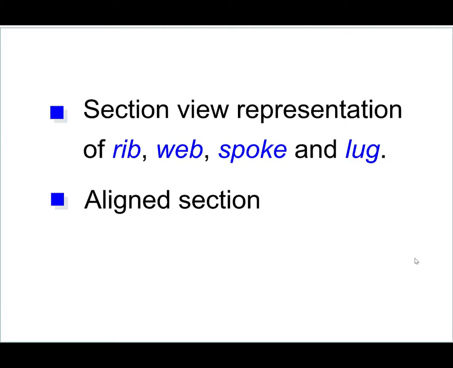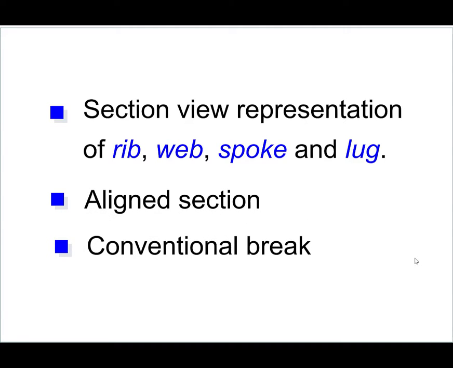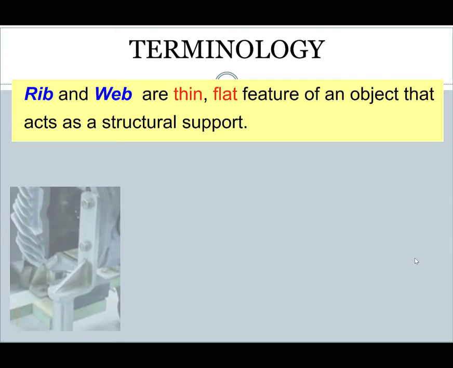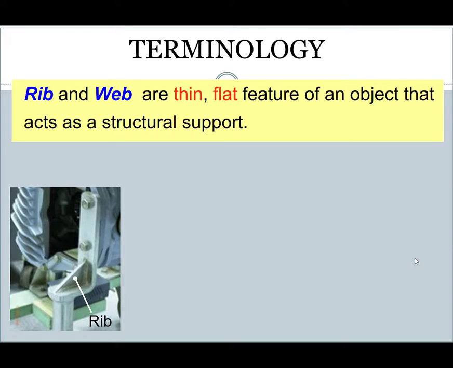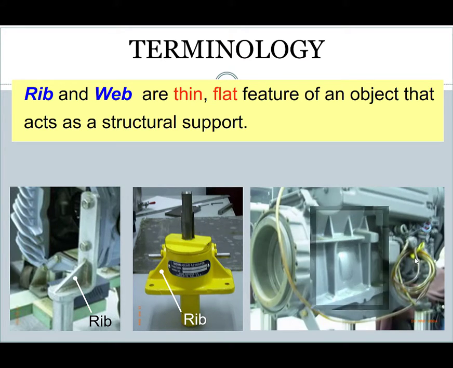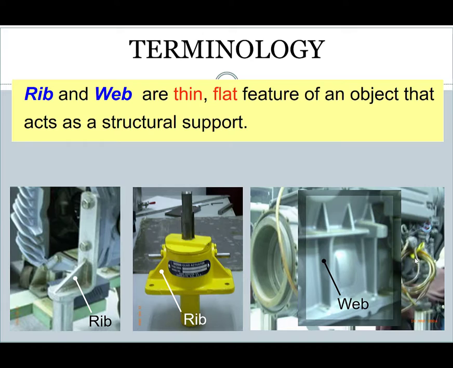There's also the other one called aligned section view and the conventional break lines, which are used to shorten the long object. Rib and web are thin, flat features of an object that act as a structural support. In the following picture, you can see the triangular shape. They represent the ribs. And the rectangular shape, that is the web.